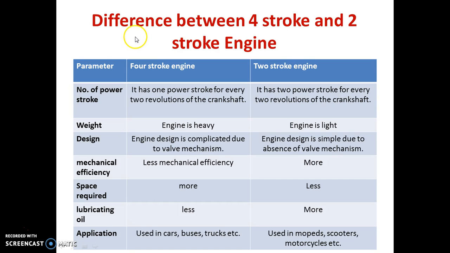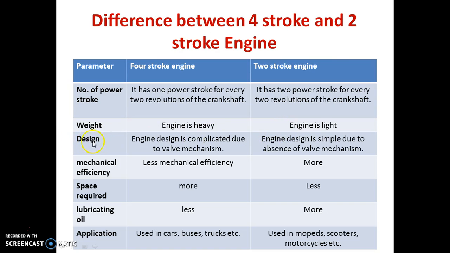Let's see what is the difference between 4-stroke and the 2-stroke engine. These are the different parameters that are used to distinguish between 4-stroke engine and the 2-stroke engine. First point is number of power strokes. The 4-stroke engine has one power stroke for every 2 revolutions of the crankshaft, whereas the 2-stroke engine has 2 power strokes for every 2 revolutions of the crankshaft. Next is weight. The weight of the 4-stroke engine is much higher as compared to the 2-stroke engine. That is, 2-stroke engine is lighter than the 4-stroke engine.